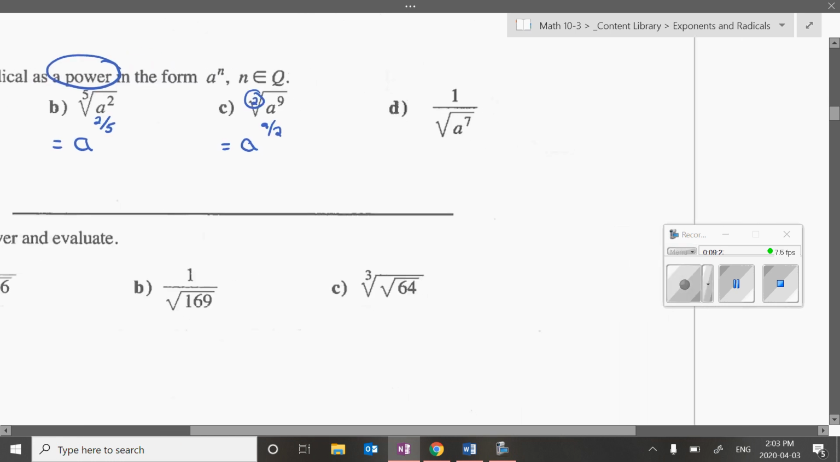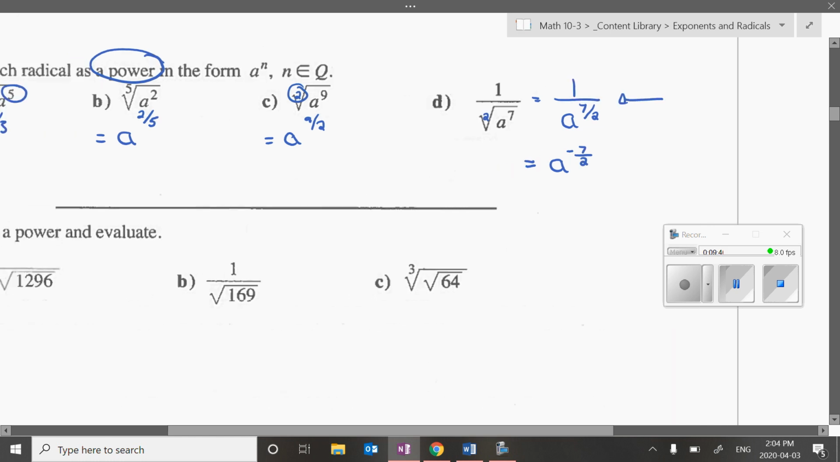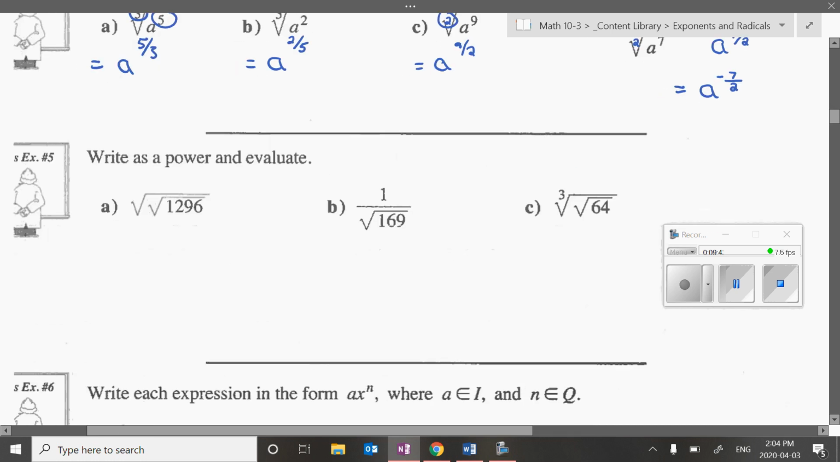This last one's a little bit trickier, so let's start off by rewriting this as 1 over a to the power of 7 over 2, because of that hidden 2. You also could write this one then as a to the power of negative 7 over 2. This answer is actually better, because we always want to leave our answers with a positive exponent.